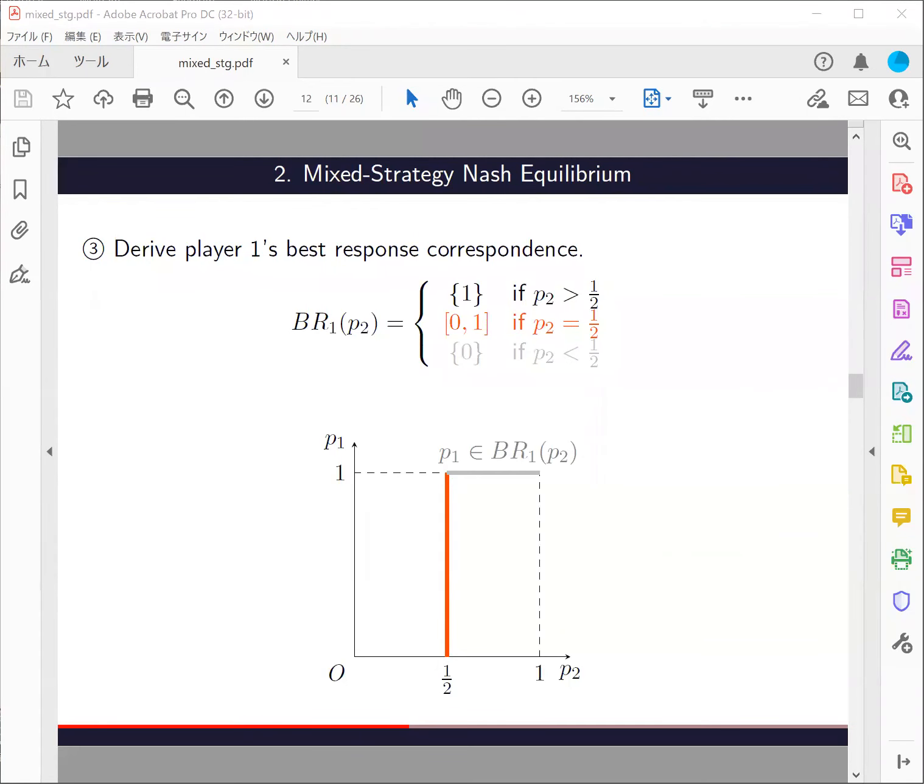A best response correspondence of player 1 can be any value between 0 and 1, as long as player 2 chooses H with probability of 1/2. BR1 of P2 is therefore the vertical line shown here.